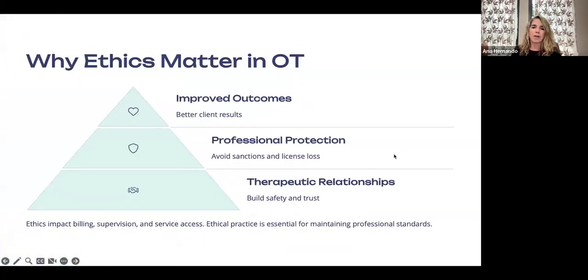So why does ethics matter in occupational therapy? Well, ethics are the bedrock of our profession. They guide us when we are unsure. They protect our clients and ultimately uphold the trust placed in us by our communities. When ethical practice breaks down, we risk harming not only individuals, but the entire field.